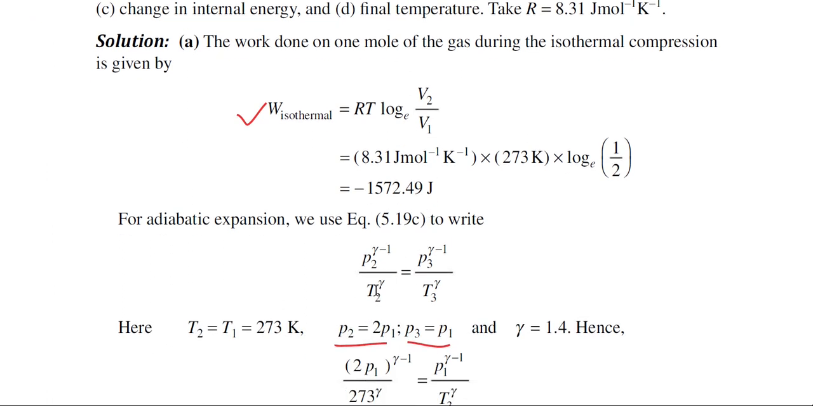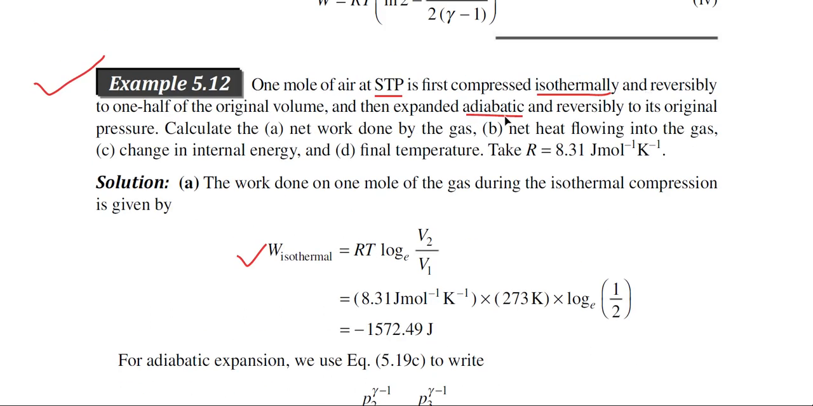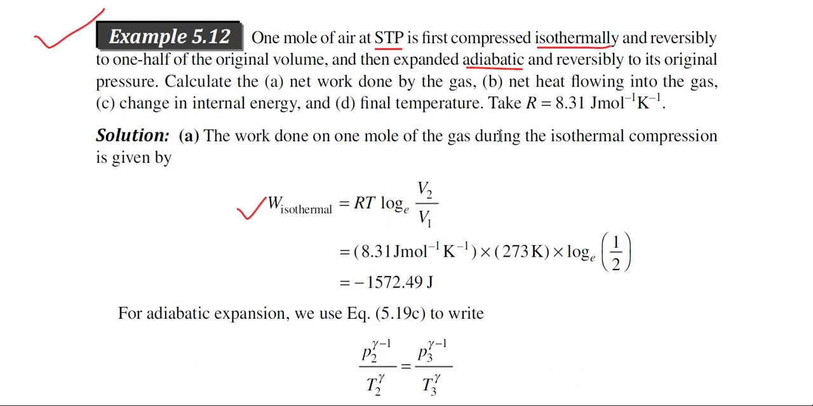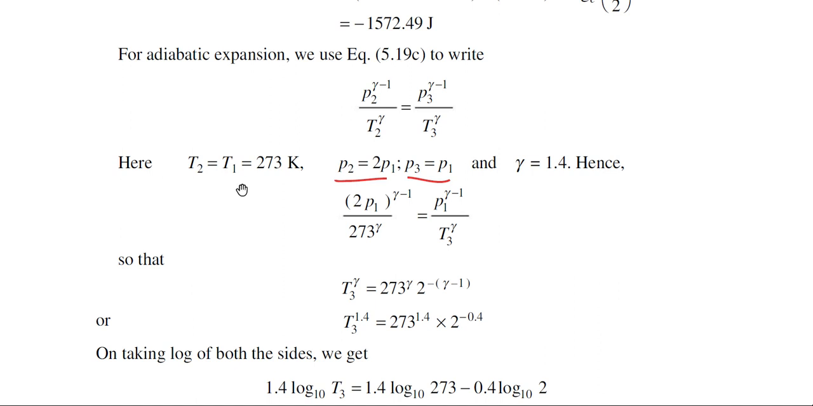Here, T2 is equal to T1, which is equal to 273 Kelvin. Why have we written that? T1 is actually the initial temperature. Now what you have done is compressed the gas isothermally. Isothermally means that although you are compressing, there is no change of temperature. So in this particular state, both T1 and T2 are the same, and it is 273 Kelvin, as initially the gas was at STP. So T1 is equal to T2 is equal to 273 Kelvin.